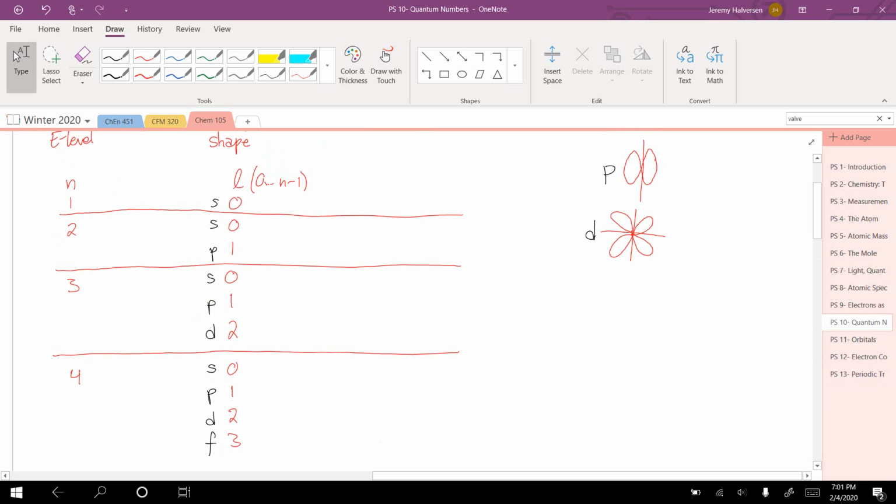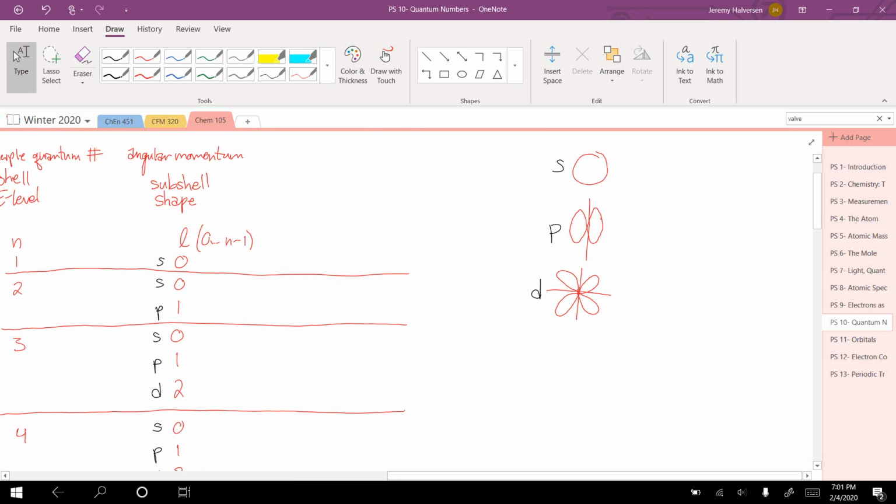So you can see here, in the energy level n equals 1, there's only one type of orbital that exists, that's s. But once n equals 2, you have two types, an s and p. So there's a 1s orbital, a 2s, a 2p, a 3s, a 3p, a 3d, a 4s, a 4p, a 4d, and a 4f orbital. All those exist.